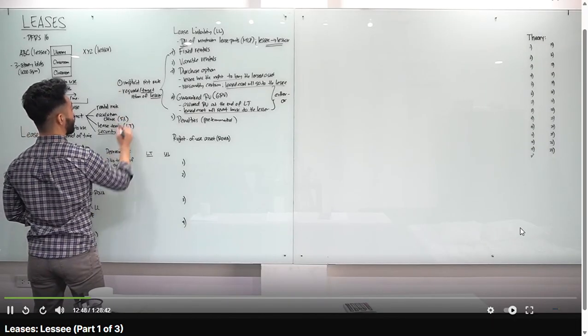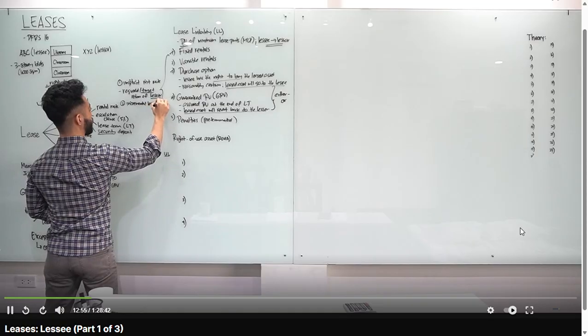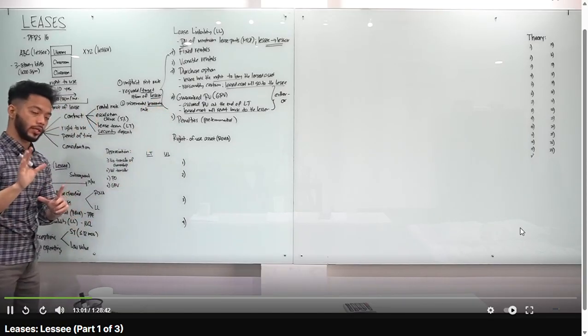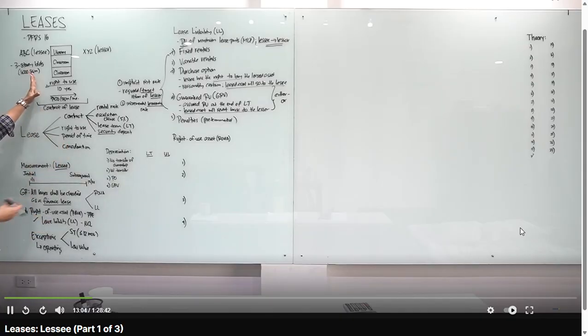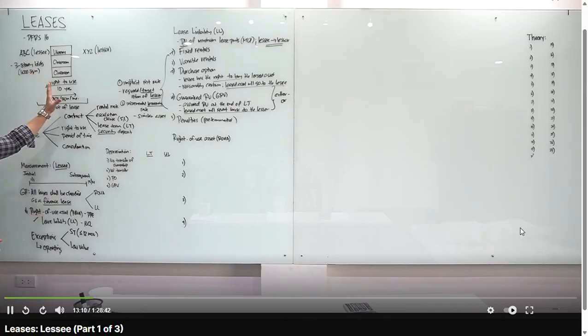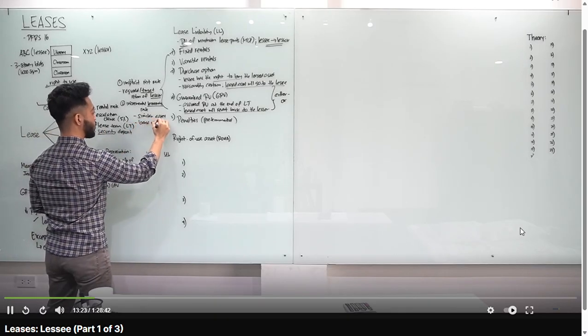Pag hindi available yung implicit interest rate, we will use the incremental borrowing rate. Okay? So, ano ibig sabihin ng incremental borrowing rate? Ito yung keyword dyan, borrowing. Ganito yung class. Pag si lessee, si ABC, pag bibili siya ng similar asset, let's say, bibili siya ng building, okay, na 3-story, pero iba-bank loan niya, uutang siya sa bank, kung how much yung interest na i-charge sa kanya ni bank, yun yung incremental borrowing rate. Okay? So, this is the bank interest rate if the lessee buys a similar asset.